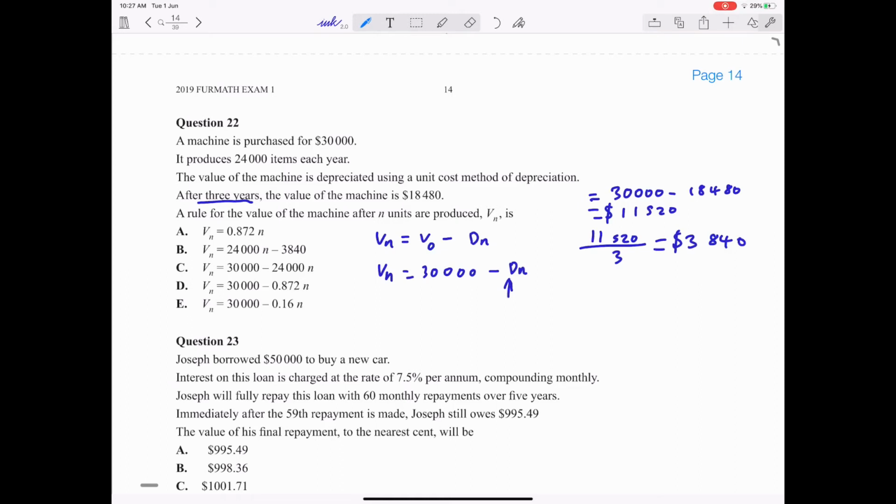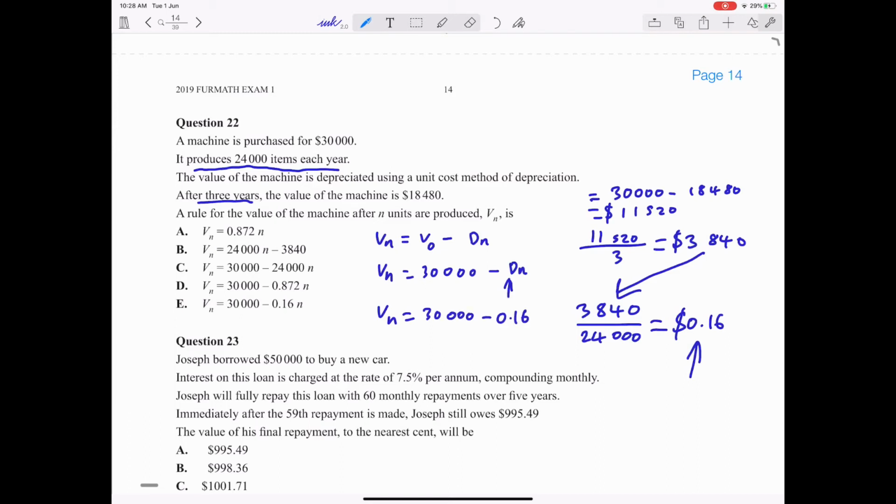So the next step is to find how much the machine is depreciated per item produced each year. To do this, you divide this value by 24,000 items produced each year, which gives you $0.16. So that's how much the machine is depreciated per item produced. That means we sub this value as D into the equation. So Vn equals 30,000 minus 0.16n. Therefore, the solution is E.